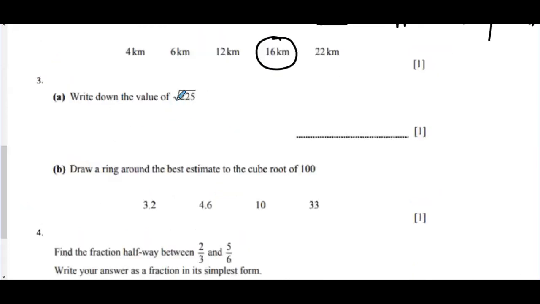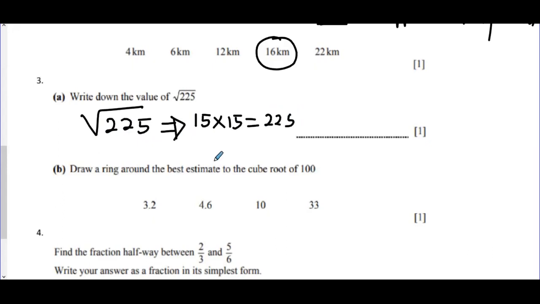Write down the value of square root of 225. Square root of 225, meaning which number multiplied by itself gives you 225. So the first possibility is 15 times 15. This will end up giving you 225. Another possibility will be when you take negative 15 times negative 15. This will end up giving you the same number. Negative times negative is positive, and 15 times 15 is 225.